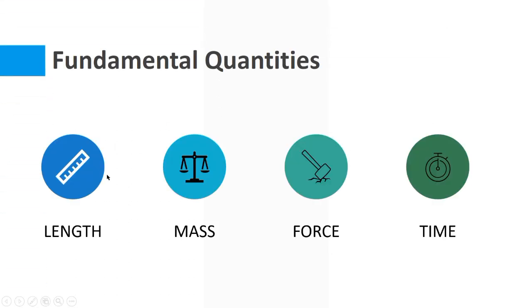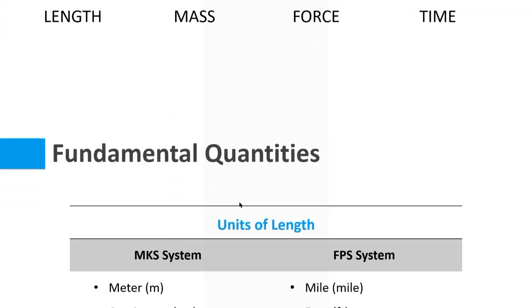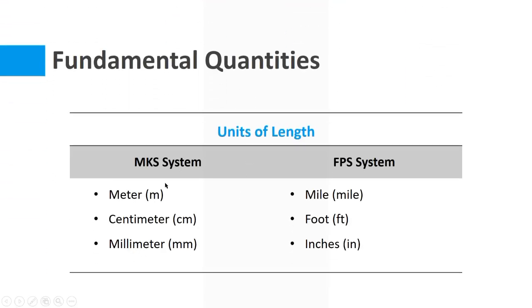Now, the fundamental quantities of mechanics are length, mass, force and time. These are the four fundamental quantities, and we have to study all of them inside the course. The common units for length in the MK system are meter, centimeter, and millimeter. When analyzing a whole system, a whole building, we consider the unit of meter. If we consider deformations, or if we are analyzing a very small system, then we take the unit of millimeters. In the FPS system, the unit can be mile, foot, or inch.